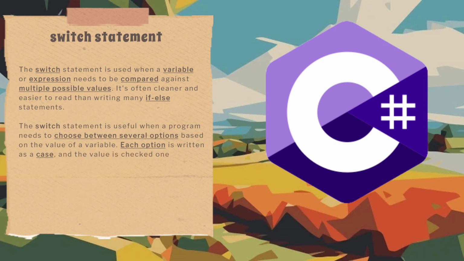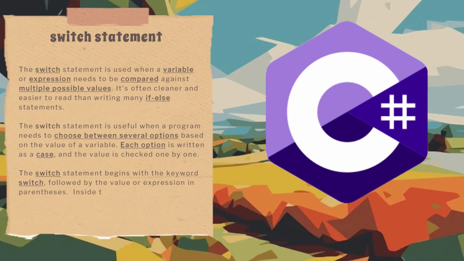The switch statement begins with the keyword switch, followed by the value or expression in parentheses. Inside the curly braces, each possible match is written as a case. If the value matches a case, the code inside that case runs.